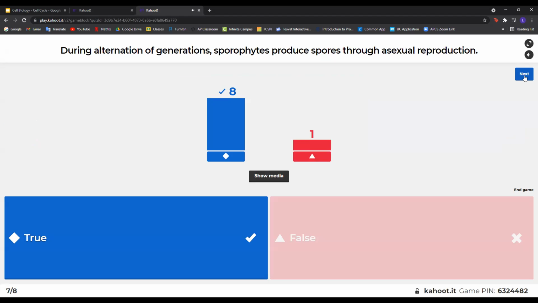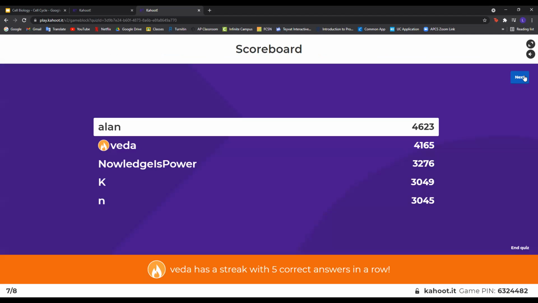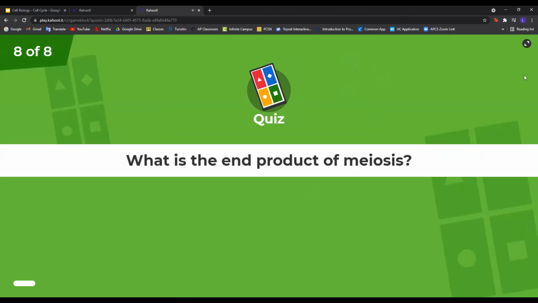Yeah, so most of you guys got this right. And sporophytes are basically the diploid generation in an organism that goes through alternation of generations. And they will produce spores through asexual reproduction, which can then divide into gametophytes, which is the other type of generation. So this is the last question.